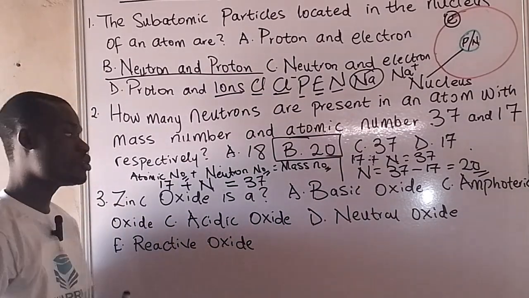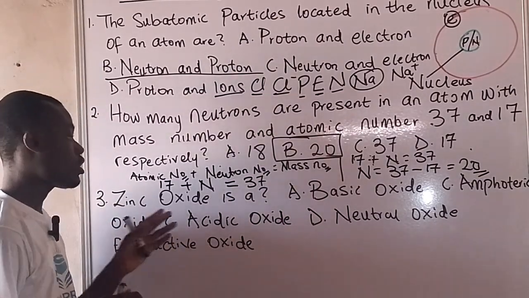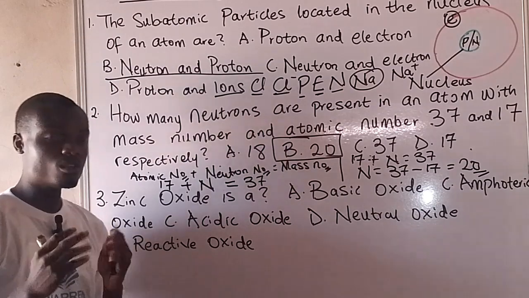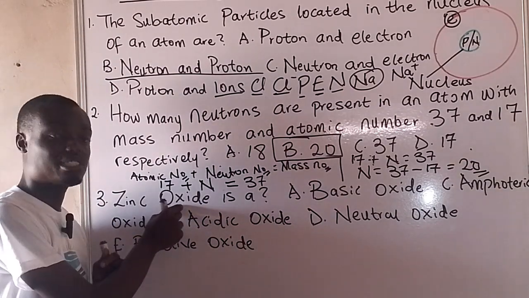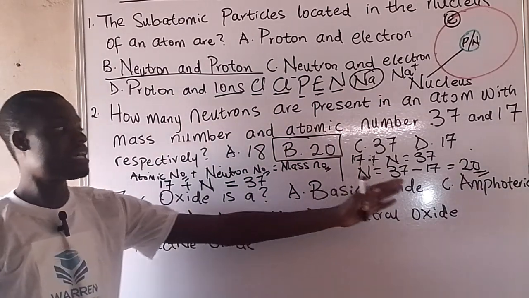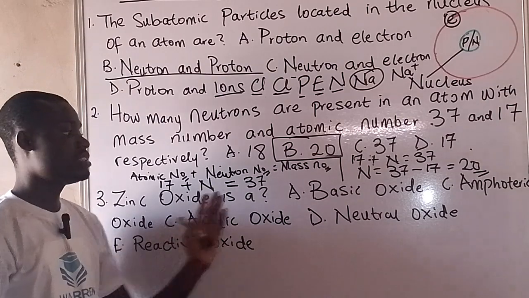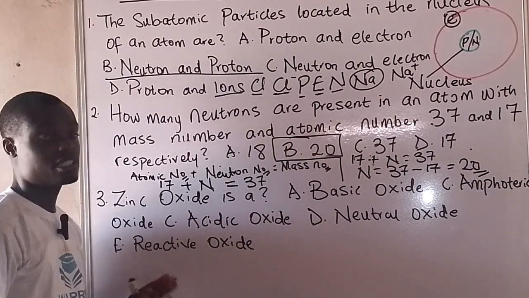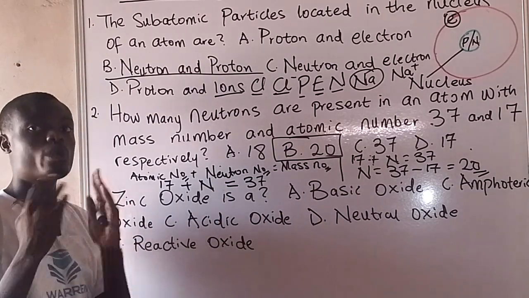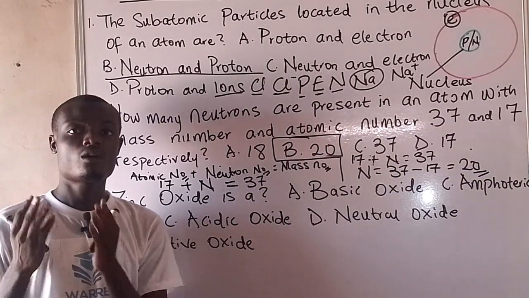Now, our third question on the board reads, zinc oxide is a... What's the most important thing here? We have basic oxide, amphoteric oxide, acidic oxide, neutral oxide, and then reactive oxide. So before answering this question, we have to ask ourselves, what are oxides?